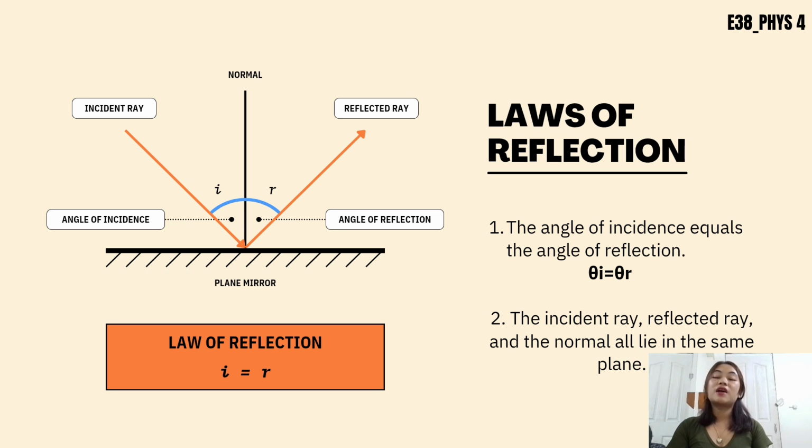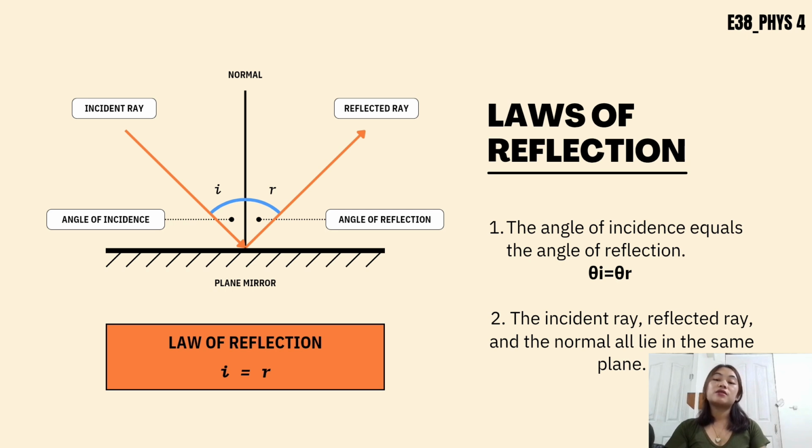First, the angle of incidence is equal to the angle of reflection. This is the most crucial part: the incident ray, or the incoming light, and the reflected ray, which is the outgoing light, make the exact same angle with the normal, an imaginary line perpendicular to the mirror surface. We write this as angle of incidence equals angle of reflection, or i equals r.